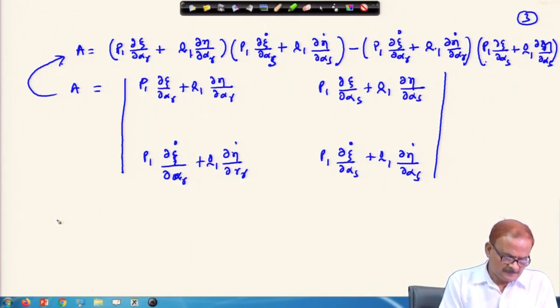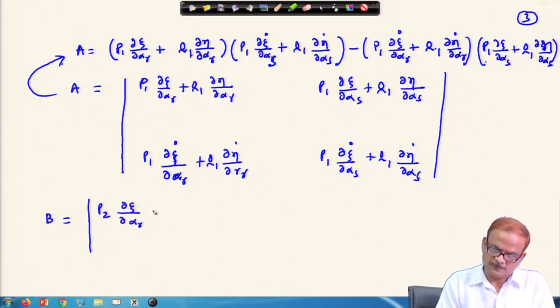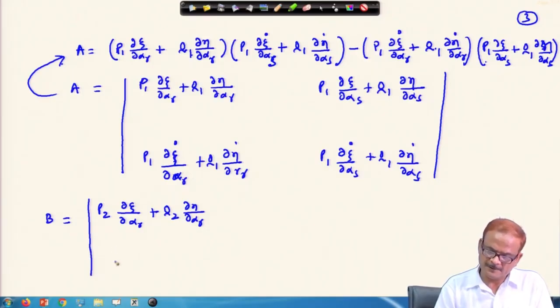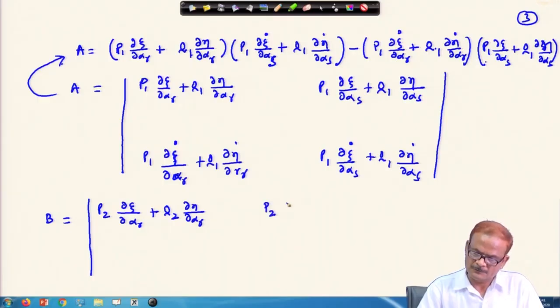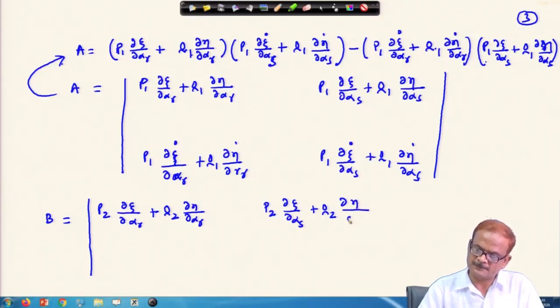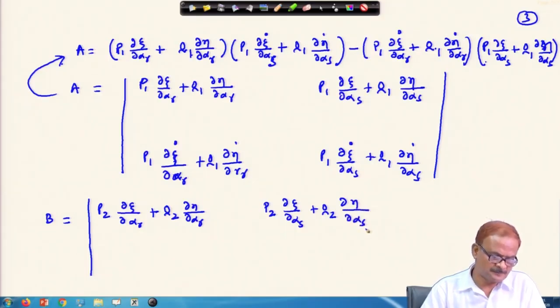Following the same line, B can be written as, from the determinant part I am writing this. This is easier to do. P 2 dou xi by dou alpha s plus Q 2, because this is related to y, and therefore P 2 and Q 2 are appearing. Rest other things will remain the same.